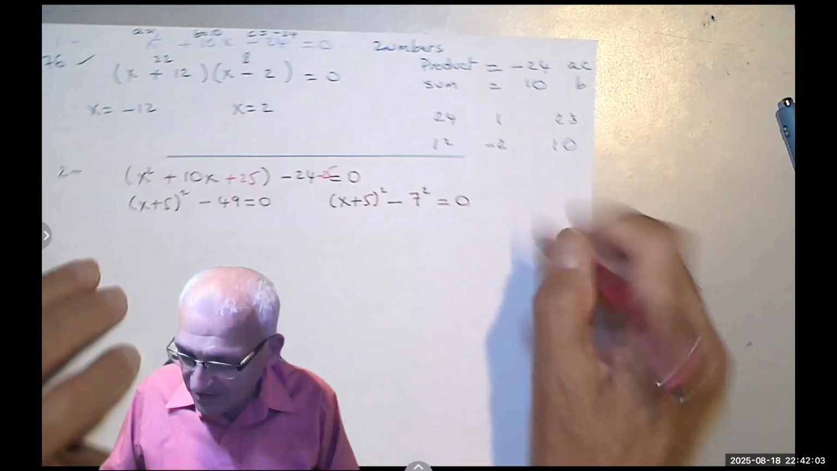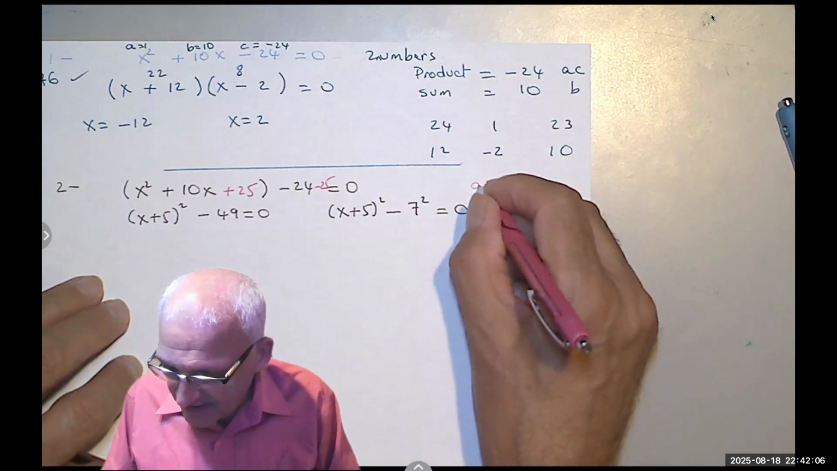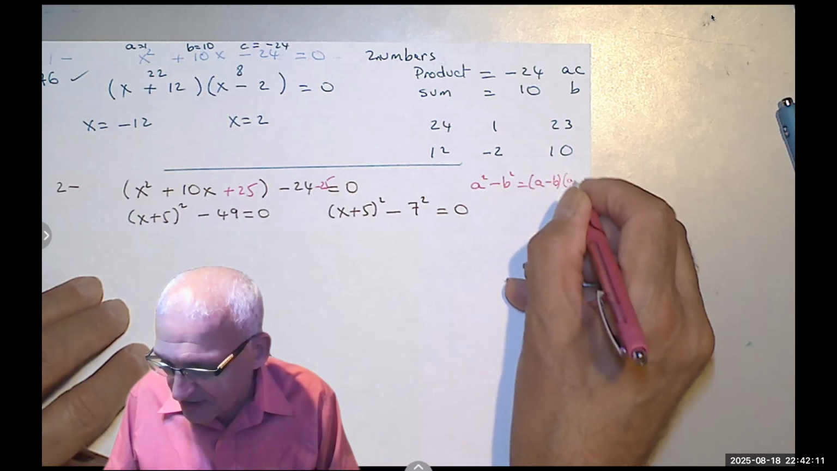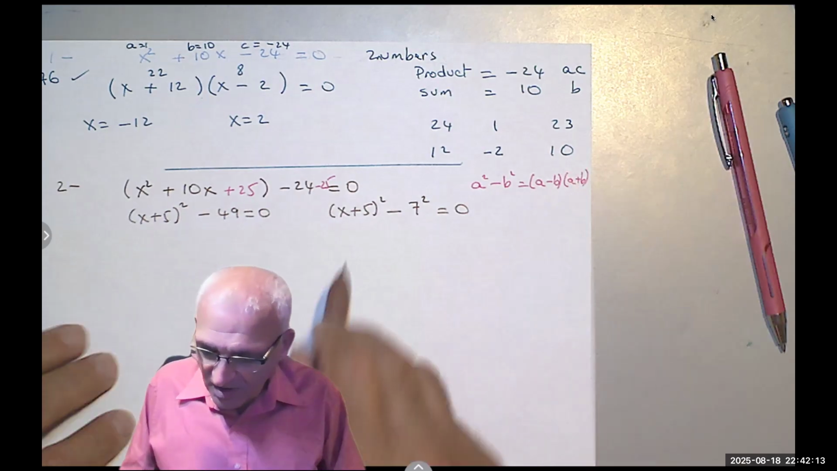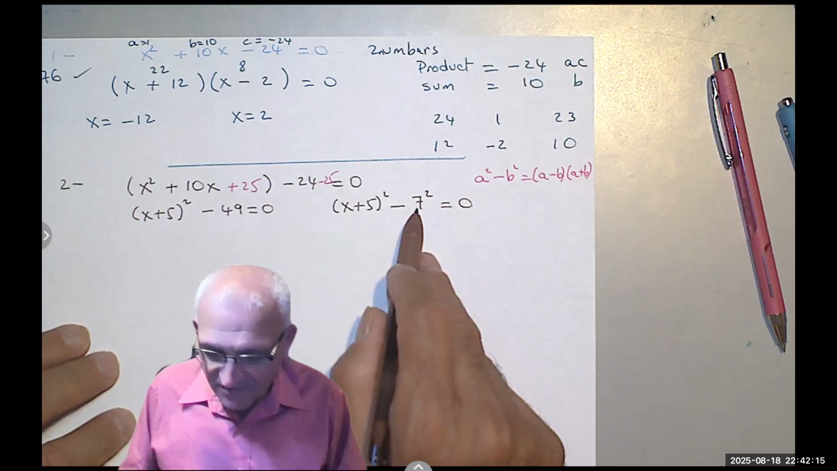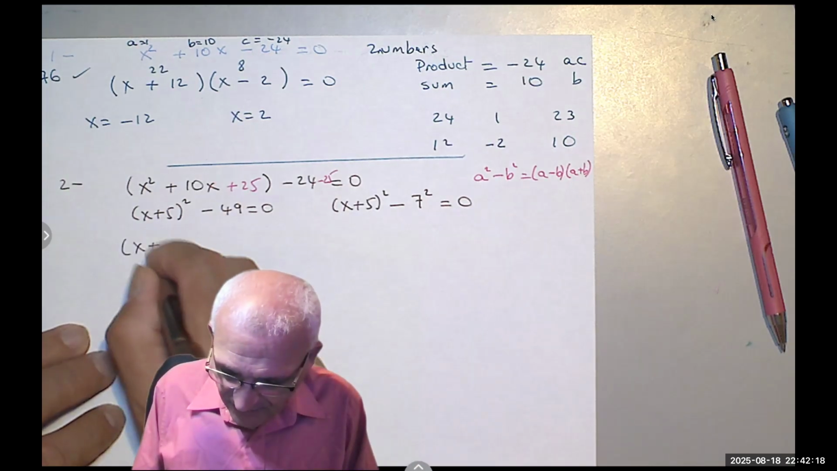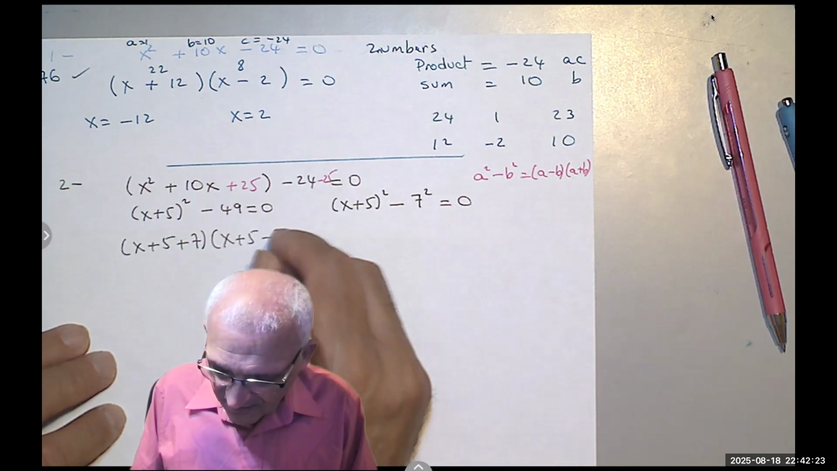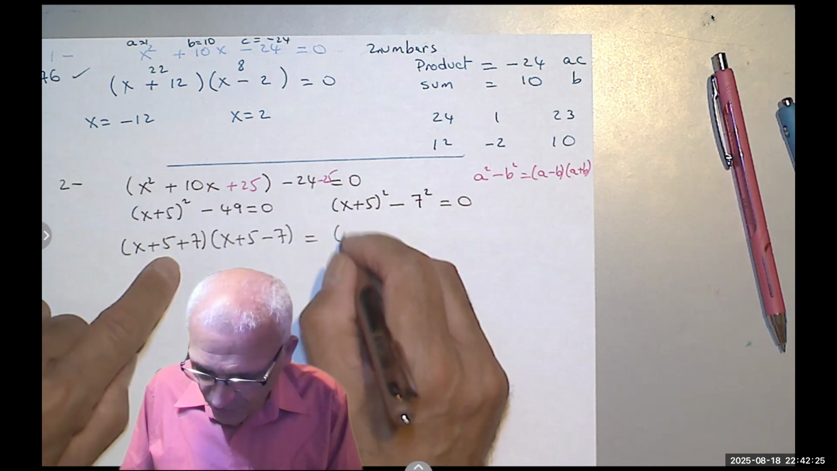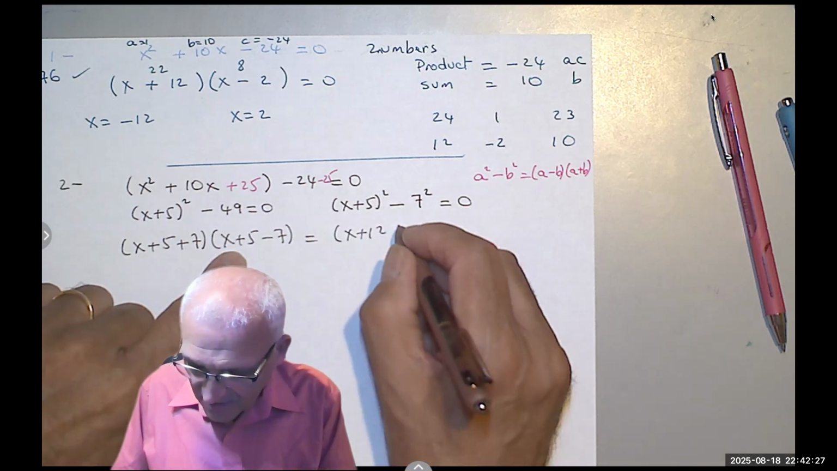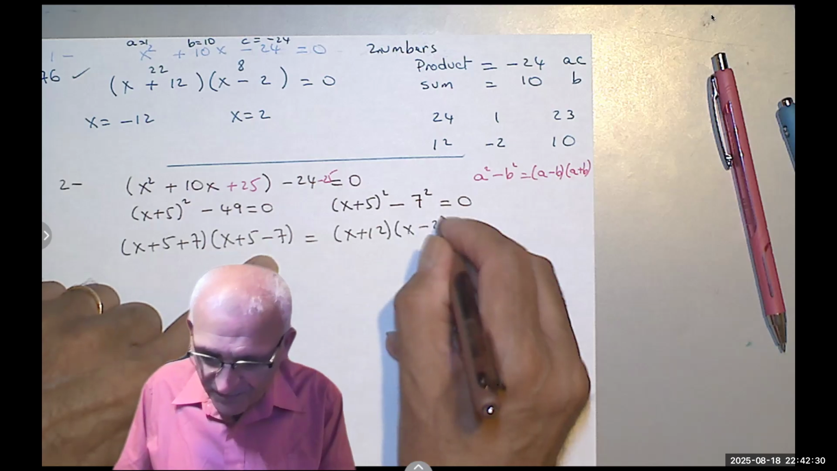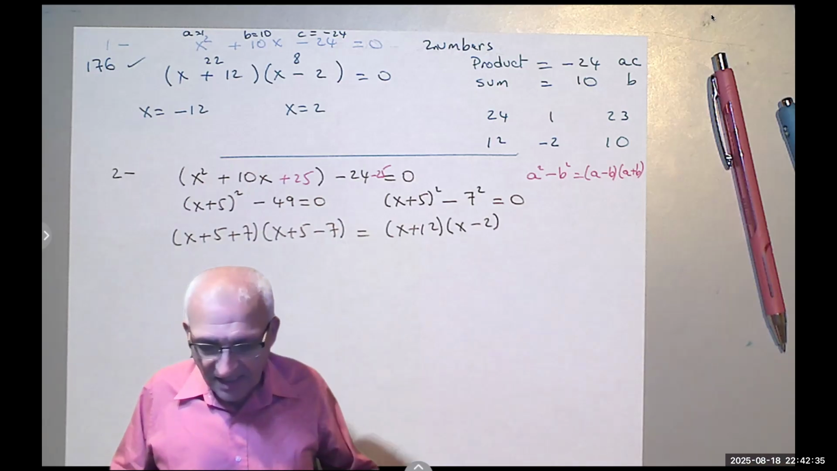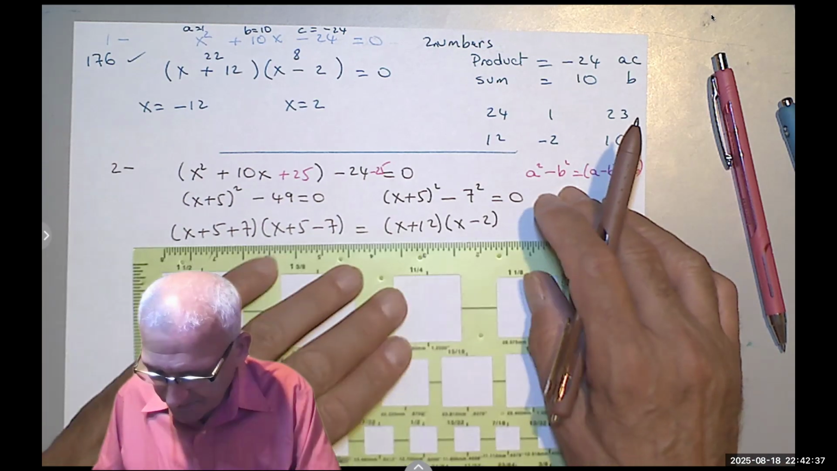You should have learned in algebra that a square minus b square equals a minus b times a plus b. So a is x plus 5, b is 7. So I say x plus 5 plus 7 times x plus 5 minus 7 equals x plus 12 times x minus 2. Sure enough, x plus 12, x minus 2. And that, again, how easy it is.